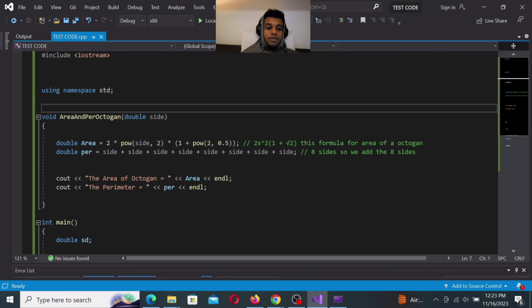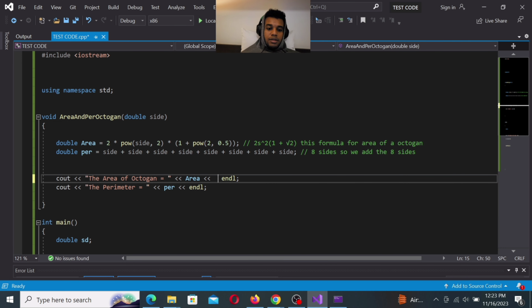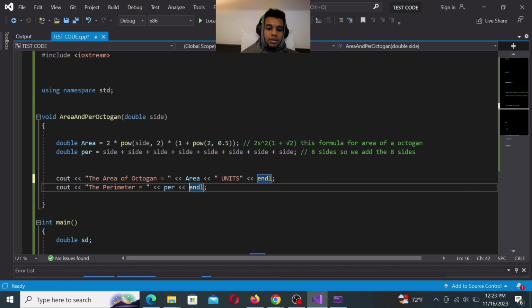And if you guys want to add your units, you could just add your units like this. Let's just call it units. Whatever units you guys want to use, it could be centimeters, meters, and so on. So just add units here.